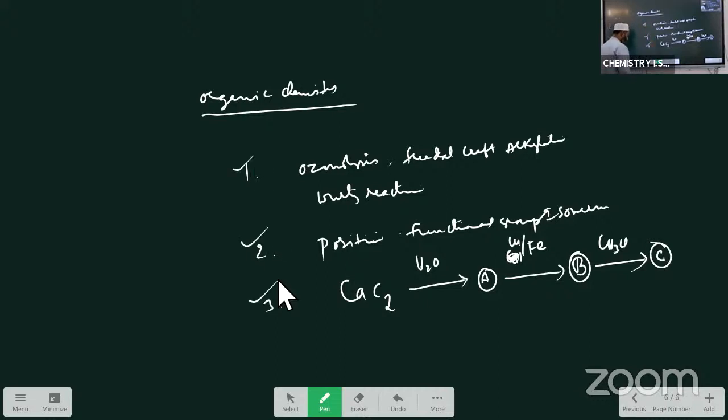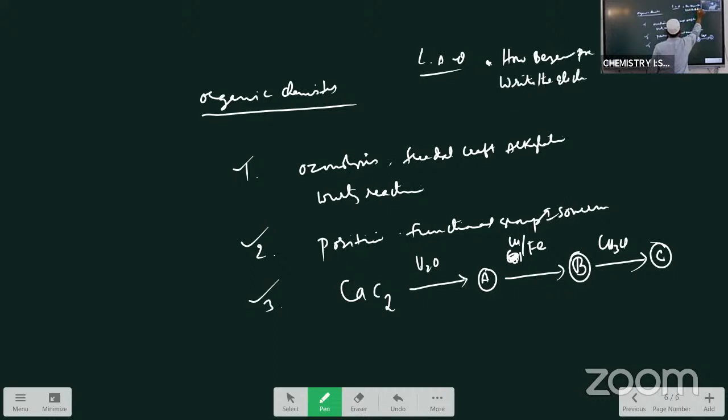These are the most important questions in this organic chemistry. Which are the LAQs from organic chemistry? First one: how is benzene prepared, and write the electrophilic substitution reactions of benzene. The second important LAQ is: how is acetylene prepared.